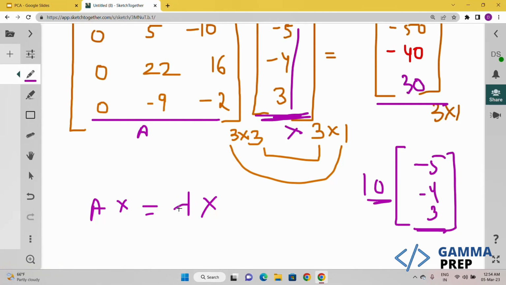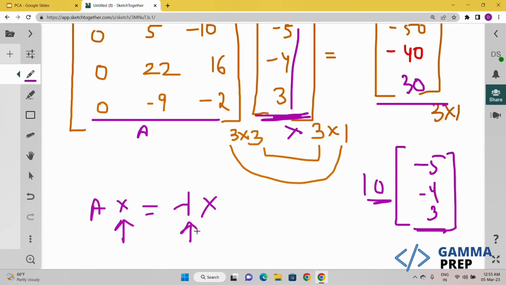Okay, that's what I can write as lambda. So basically AX is equal to lambda X. So here X is called the eigenvector and lambda is called the eigenvalue. So basically X is the eigenvector of A and lambda is the eigenvalue corresponding to the eigenvector X.